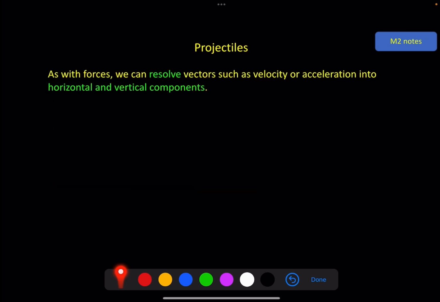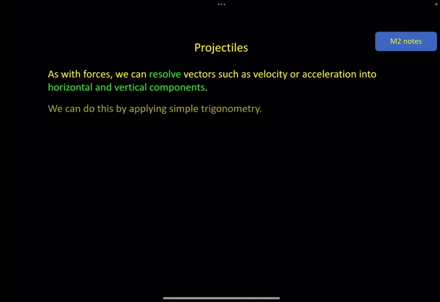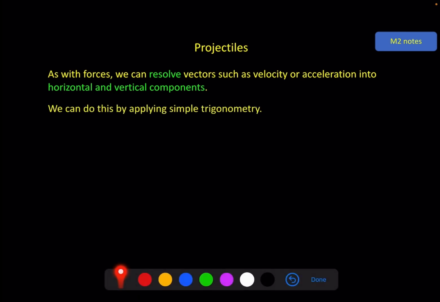As with forces, which is something you've done in M1, we can resolve any other vector, such as velocity or acceleration, into horizontal and vertical components. And we do this just by looking at some simple trigonometry. So, for example, if we've got a particle, and in M1 you looked vertically, that was fine. This way, that was fine as well. In the previous video, we've looked horizontally, and that was okay. Now we're talking what happens if it's coming out at an angle, let's say 40 degrees to the horizontal.